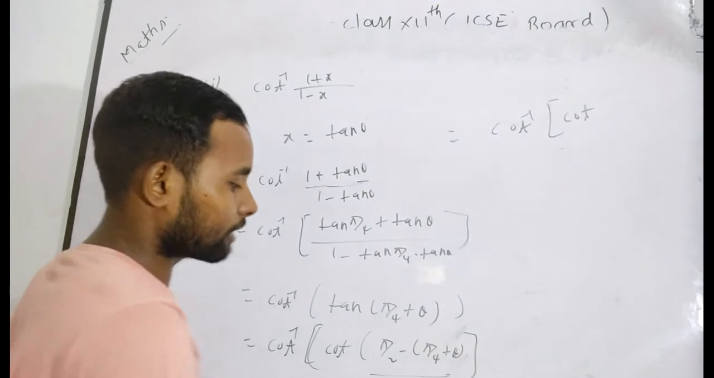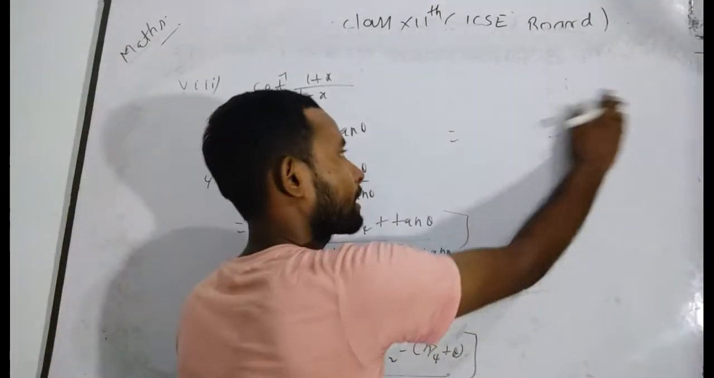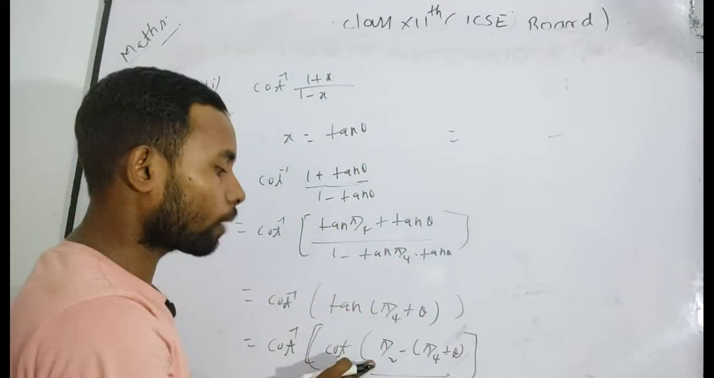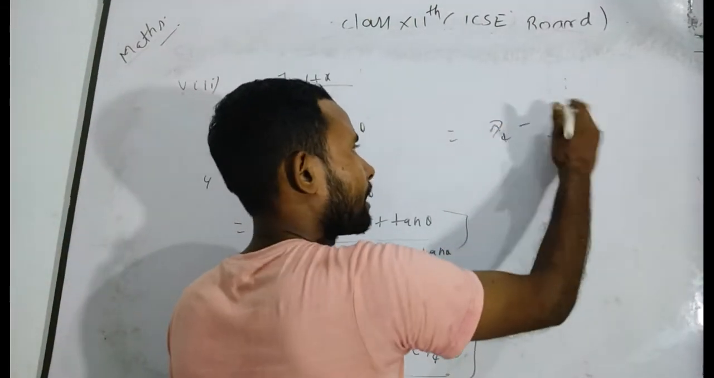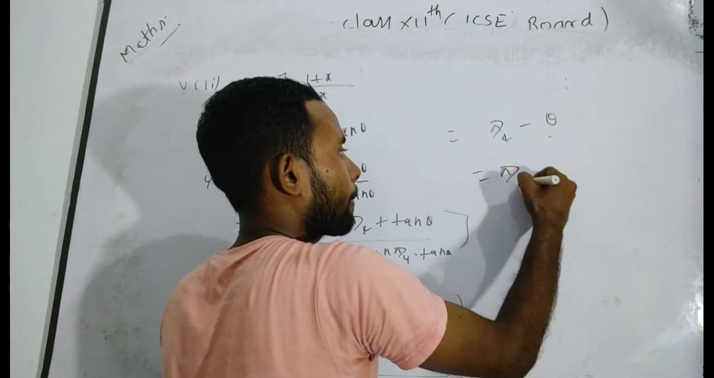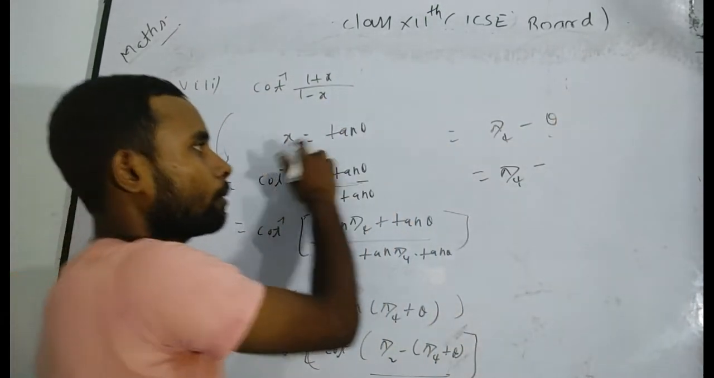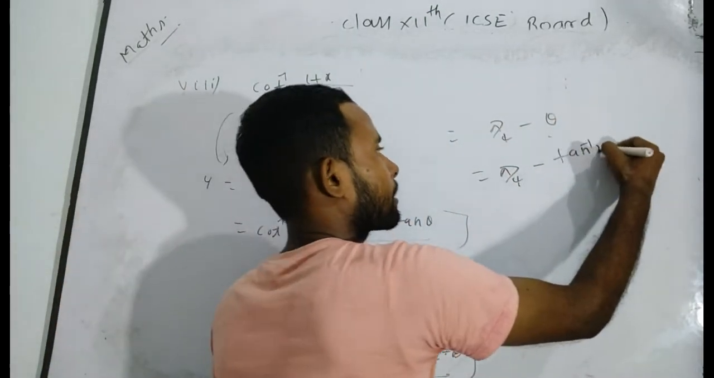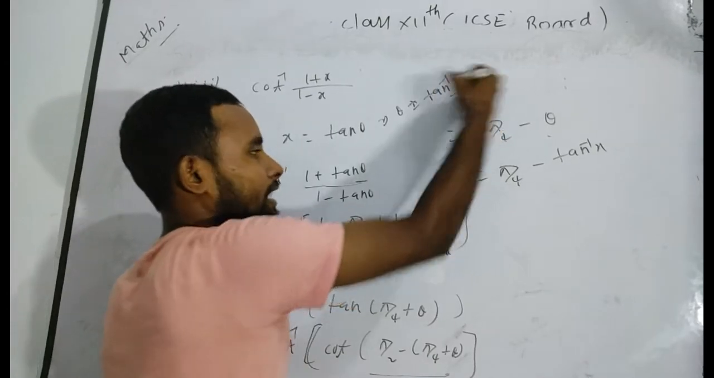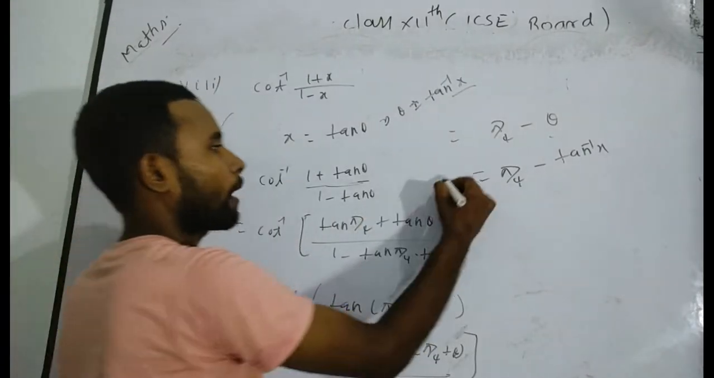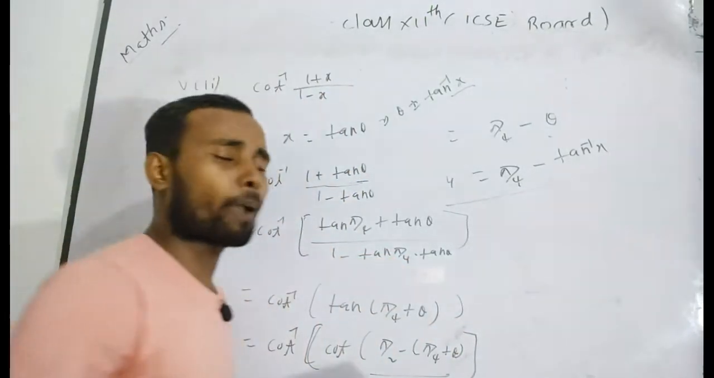Suppose that this is capital X. Cot inverse cot capital X will be what? Capital X. So pi by 2 minus pi by 4 will be pi by 4 minus theta. In place of theta it will be tan inverse x, because by supposition you can write theta is equal to tan inverse x. So you get y is equal to, after simplification, simply pi by 4 minus tan inverse x.